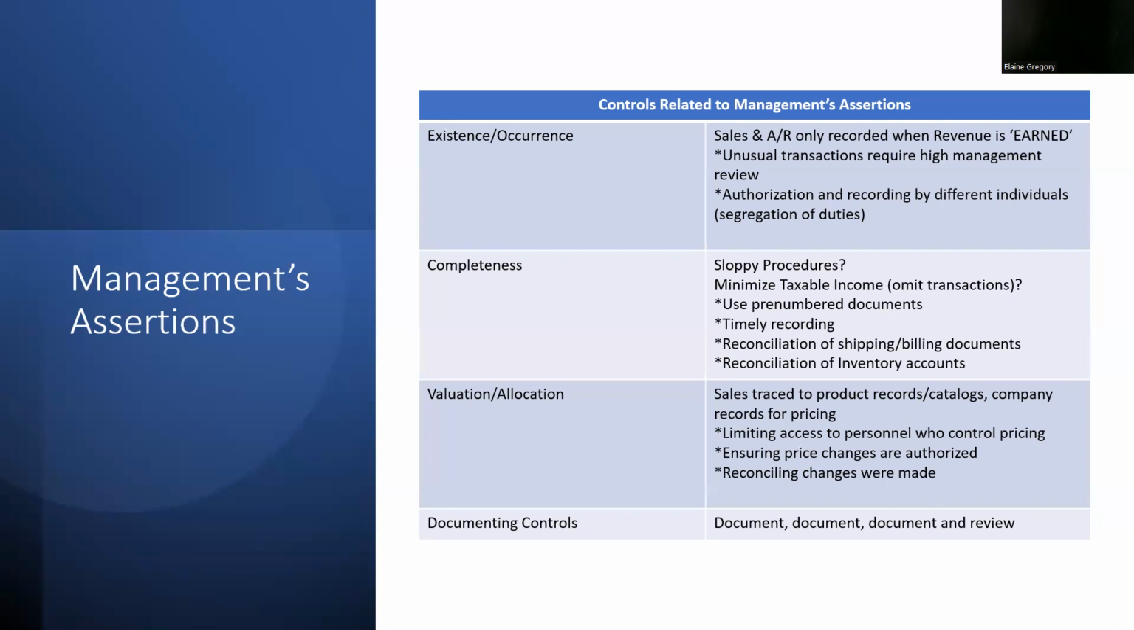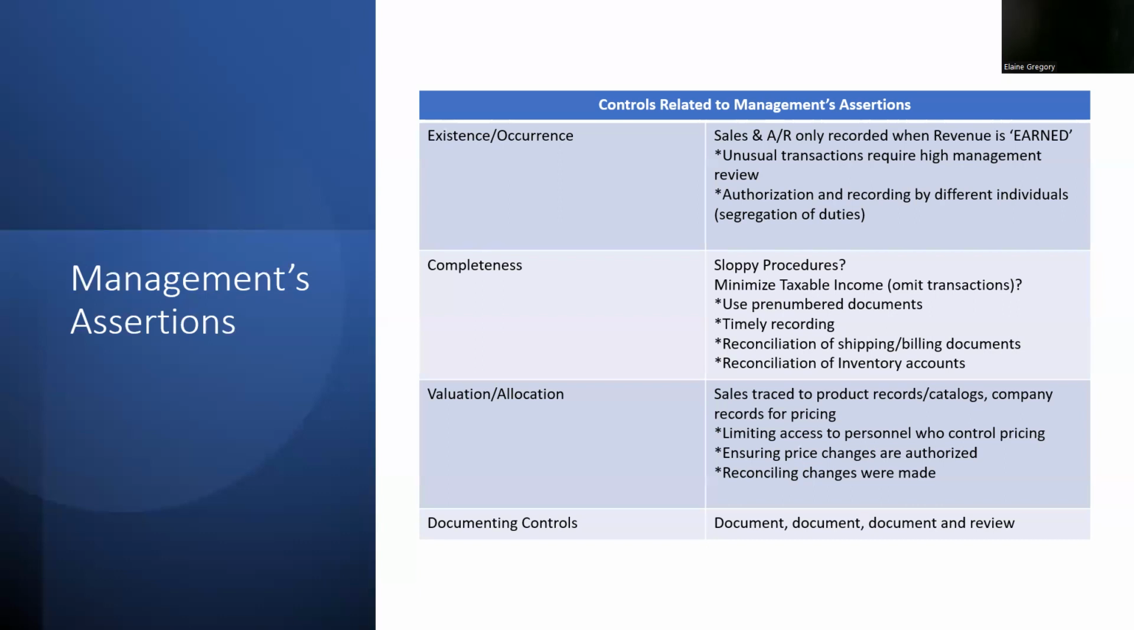So we want to see, do you use pre-numbered documents? Is there timely recording of these sales? Is the client reconciling shipping and billing documents? Is what was shipped what was billed? Are inventory accounts being reconciled? Or maybe there's an automated inventory system that, every time inventory goes out the door, automatically updates the inventory count. If it's manual, it could be a little bit more complicated.